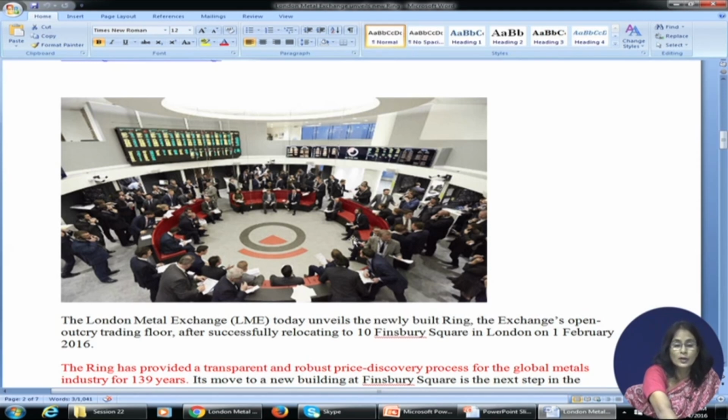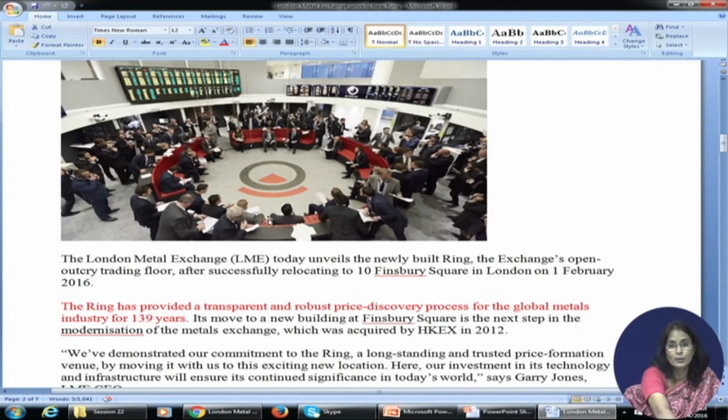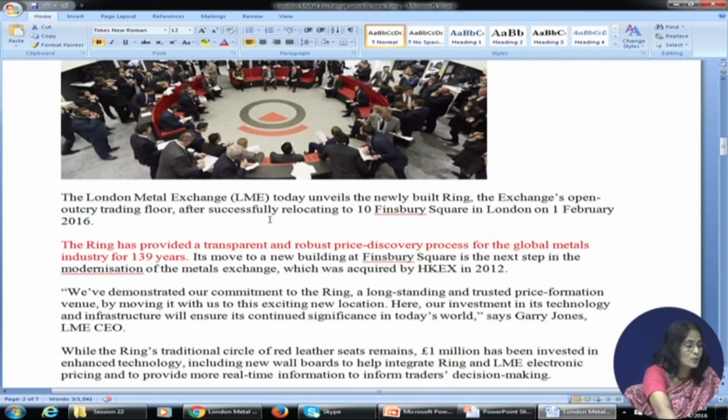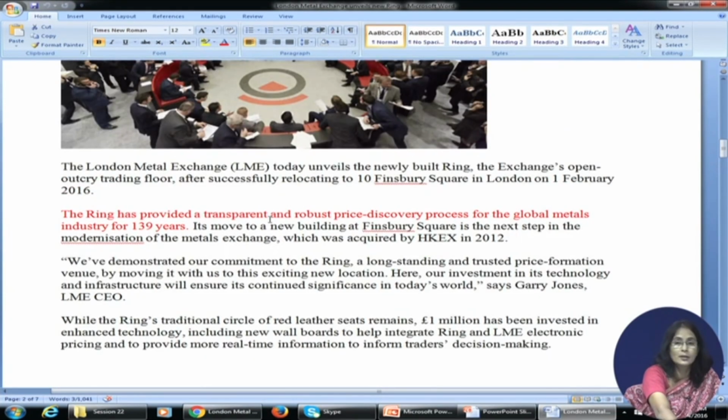These trading members or brokers collate the buy and sell orders and take them to the exchange, and they physically interact and arrive at the prices at which orders are matched. More about ring trading and how order execution happens is available at the LME website. This particular document is freely downloadable, you can download and read it.